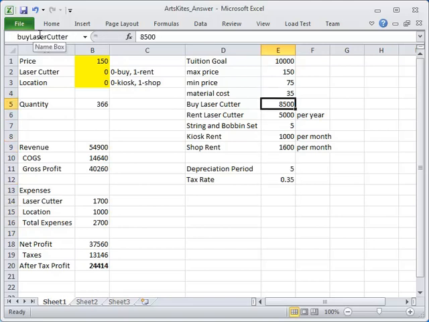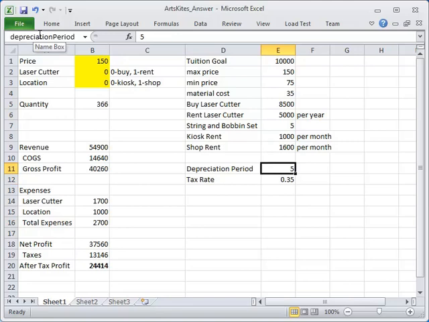But going back to the case, it says that because of the cost of hand cutting, he uses a laser cutter. It would cost $8,500 to buy the laser cutter and $5,000 per year to rent the laser cutter. The string and bobbin set that goes on, that's the part of the kite that you hold on to, costs $5. Then there's the issue of where he is going to set up shop. If he rents the kiosk, it's going to cost him $1,000 a month. And if he rents the shop, it'll cost him $1,600 a month. Now, these other facts down here aren't part of the case, but we'll get to those in a minute.